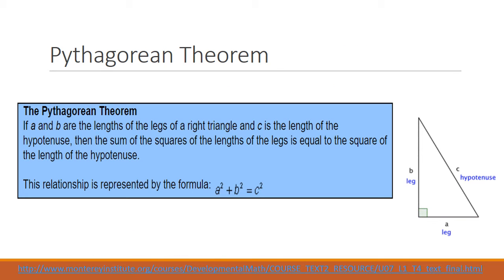Recall the Pythagorean theorem that if A and B are the lengths of the legs of a right triangle, and C is the length of the hypotenuse, then the sum of the squares of the length of the legs is equal to the square of the length of the hypotenuse. So this is represented by A squared plus B squared equals C squared.